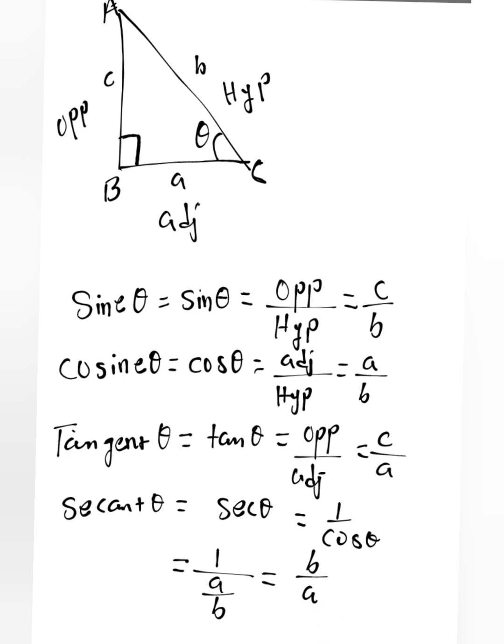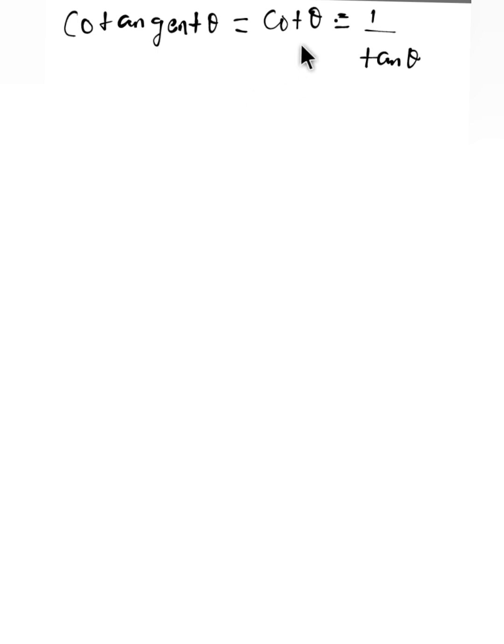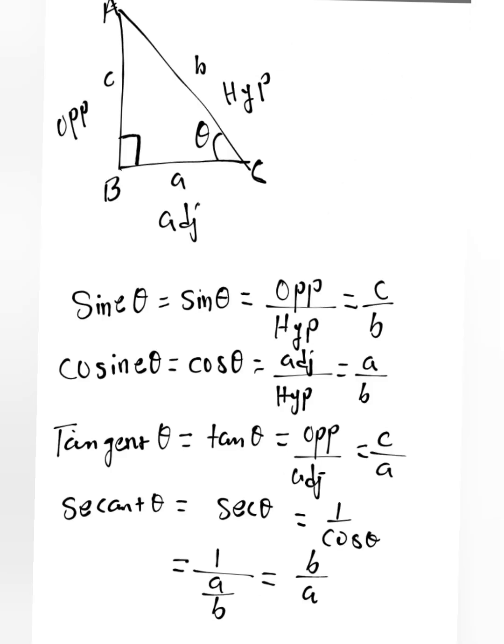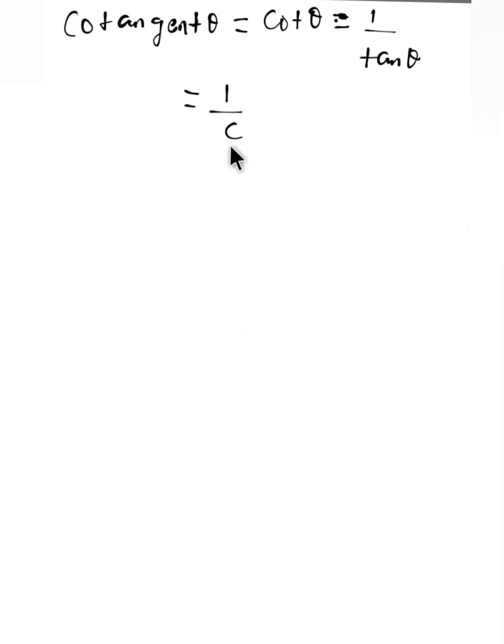We have other trigonometric functions like cotangent of theta. It's also represented as cot theta. It is equal to 1 over tan theta. Now this is equal to 1 over, do you remember tan theta? Tan theta is equal to c over a. So this is 1 over c over a, and if you simplify it, a will go to the top, becomes a over c.